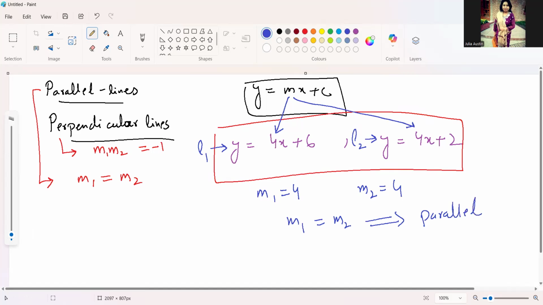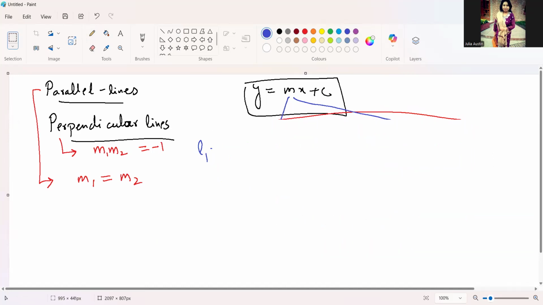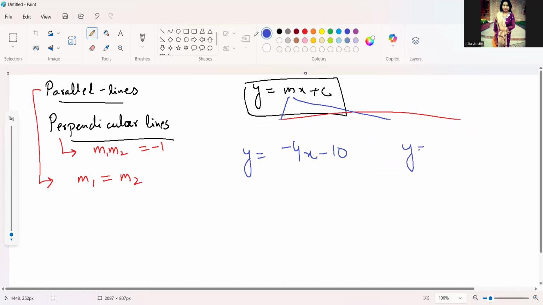Let's take another example. I just remove this. Okay, so now let's take another example. This time, I say y = -4x - 10, and another equation is y = 4x + 5. Let this be line 1. Let this be line 2. That means these are the equations of line 1 and line 2.